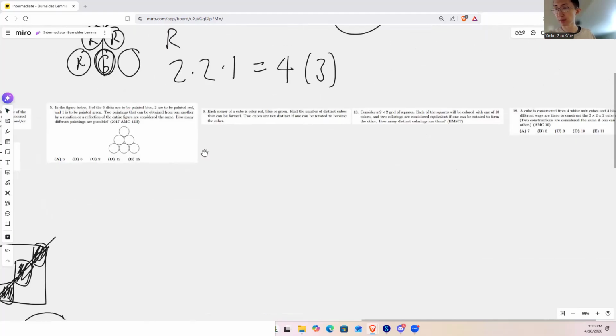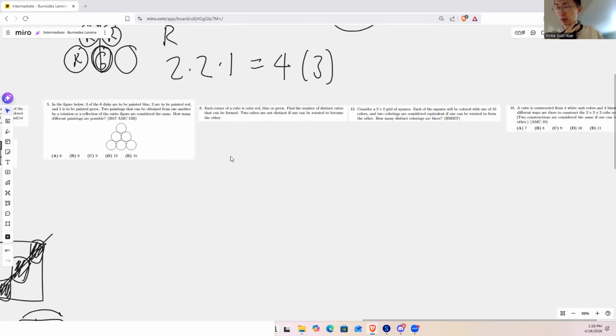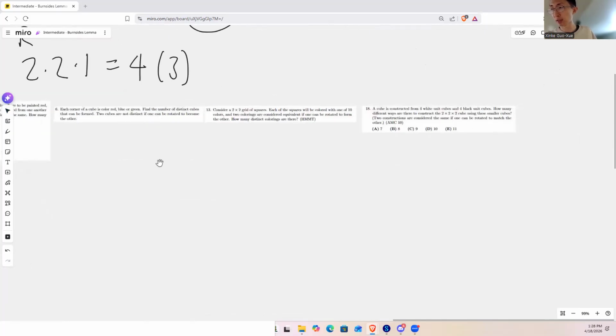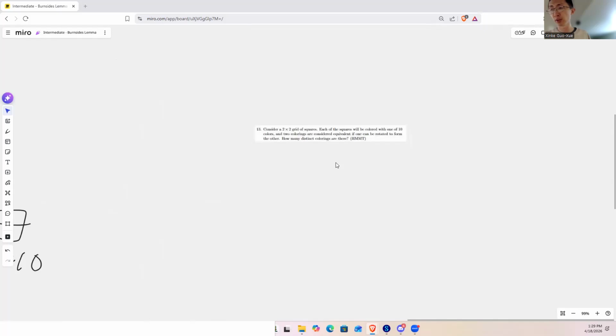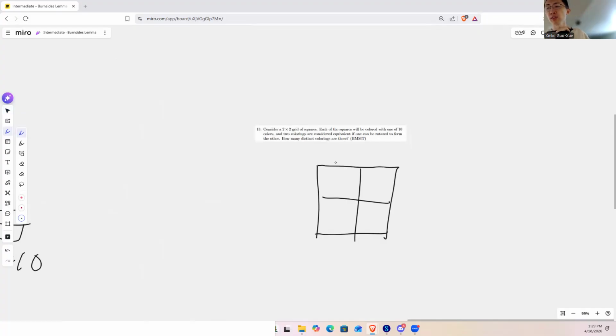Okay. So let's try 13. So consider a 2 by 2 grid of squares. Each of the squares will be colored with one of 10 colors, and 2 colorings are considered equivalent if one can be rotated to form another. How many distinct colorings are there?